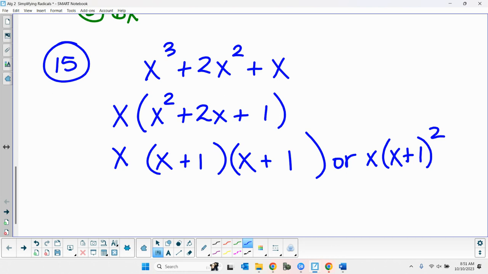Number 18 is already a grouping problem. You get 2x plus 1 and 3x squared plus 4. Number 19 is 4x minus 3 and 2x minus 1. Any questions up to 19?